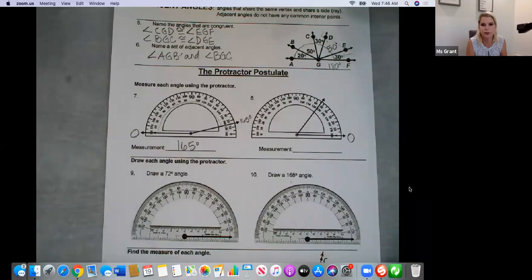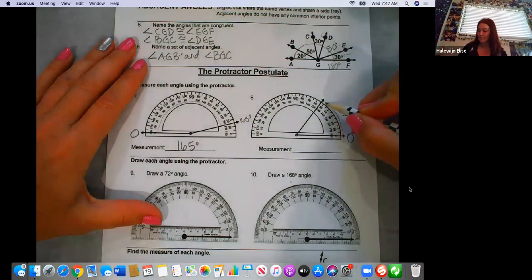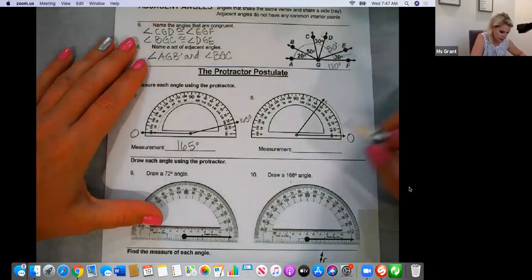Okay, good. Somebody else for number 8. Elise H. 55 degrees. Here's the 0. It's in between 50 and 60, 55 degrees.